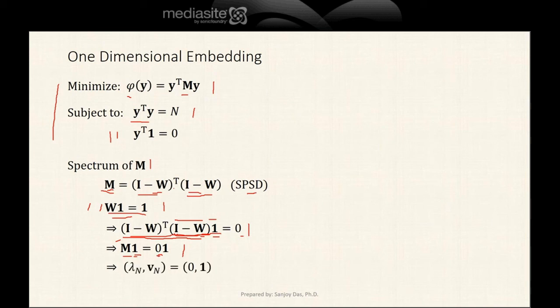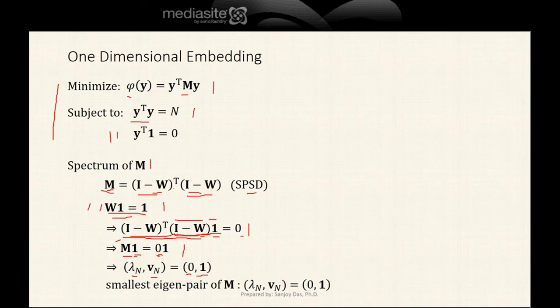And since we sort the eigenvectors and eigenvalues such that the smallest eigenvalue comes last and the largest eigenvalue comes first, we automatically know that lambda n, the smallest eigenvalue, is 0, and the corresponding eigenvector of M is Vn, which is 1. So that's our smallest eigenpair of the matrix M.